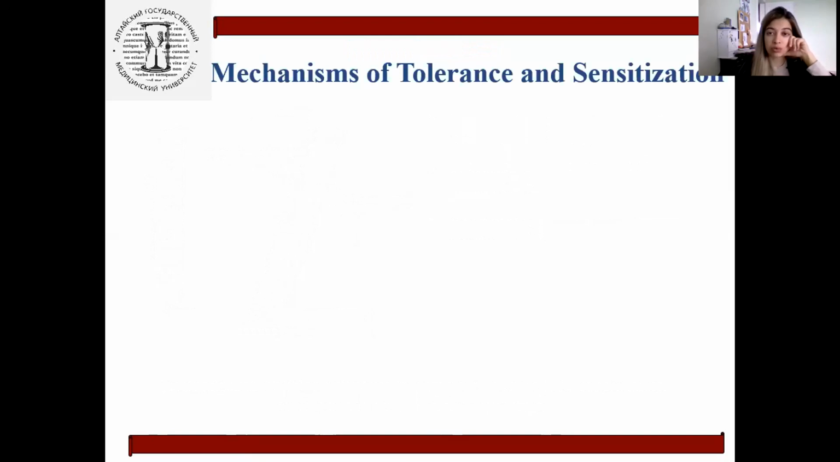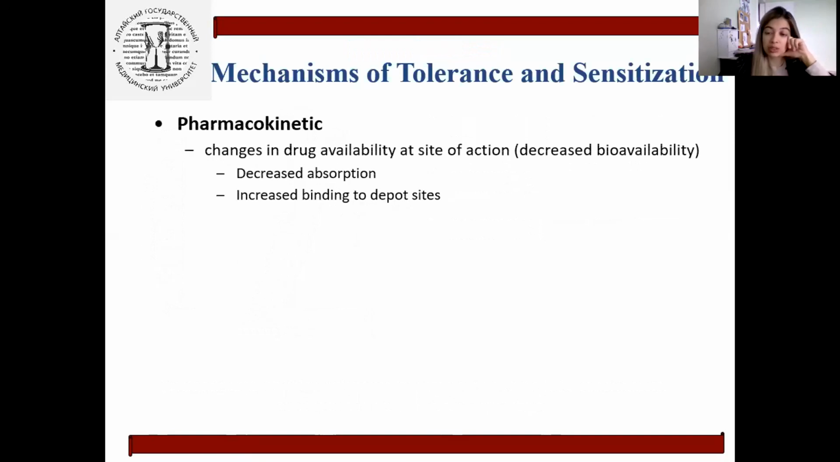Okay, what can be the mechanisms of tolerance or sensitization? It can be the result of pharmacokinetics, maybe changes in the drug availability at the site of action. Decreased bioavailability of the drug, so less drug is absorbed, maybe firstly your body absorbed the drug, but then it stops. It can be also increased binding to depot sites. We have the deposition of the drug in our body, for example, in fat.